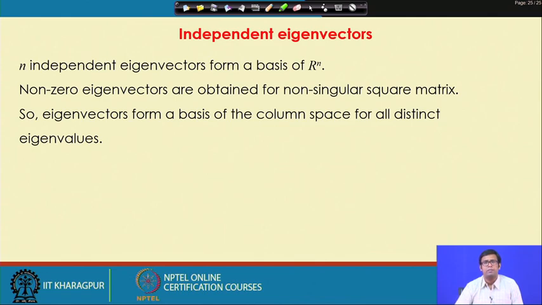So, there are n independent eigenvectors. These n independent eigenvectors are a basis for the column space also. And now, as we got a basis for the column space which are eigenvectors, we can utilize the eigenvectors to get a diagonal form of the matrix A, or we will do some manipulation with the eigenvectors or some transformation of the matrix A with the eigenvectors, and we will get a diagonal form out of them.